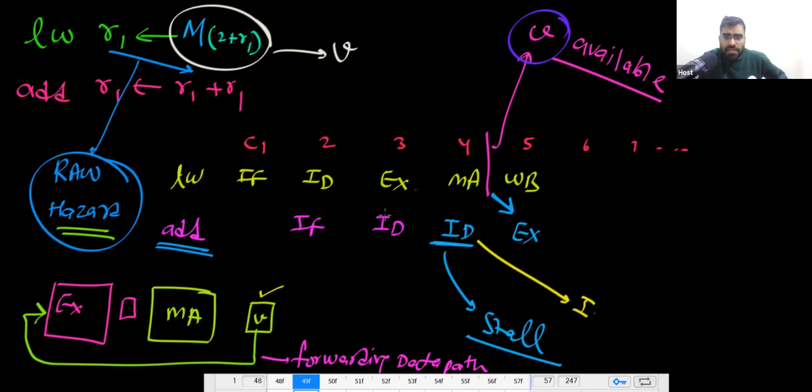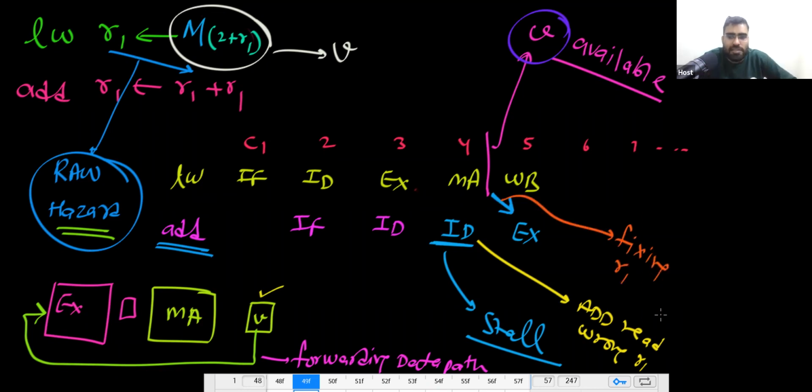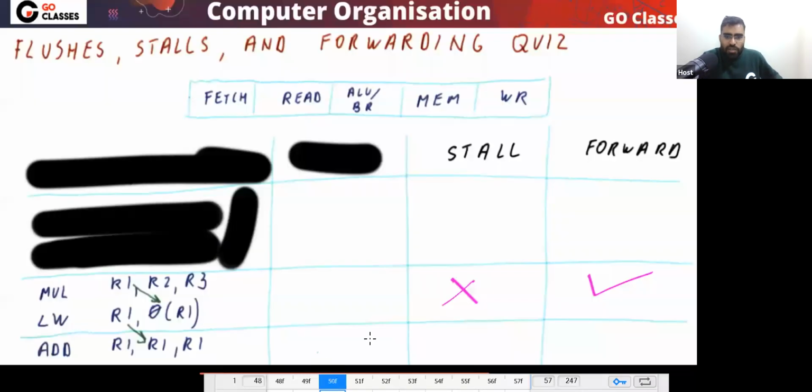So you can notice that this add instruction is reading the wrong R1. But what is it doing? It is fixing R1, rectifying the mistake. You are reading the wrong value, but you are calculating on the correct value. The calculation will happen on the correct value. There is no problem. That's it.